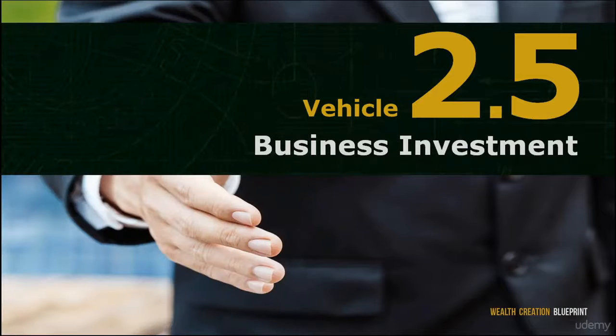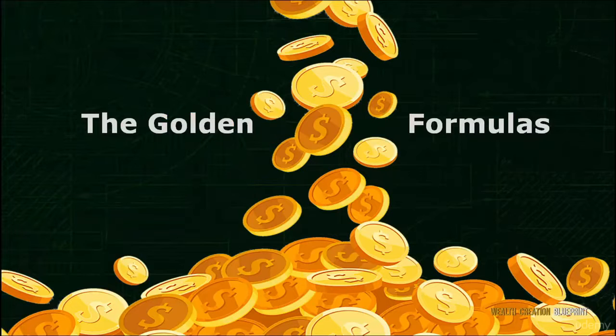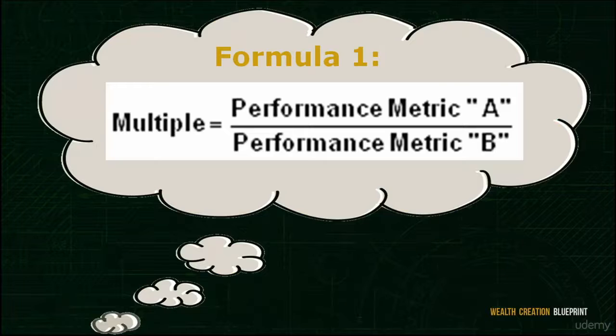In the previous module, we talked about identifying areas of interest in business investment and the things to be on the lookout for before investing in a company. So now let's move forward to the second step of investigating a business: the golden formulas to your massive passive income. The golden formulas.